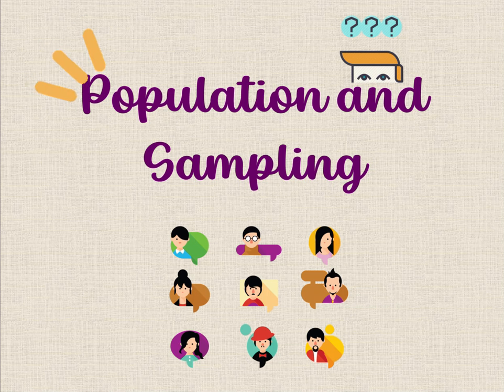A wonderful day, everyone. Previously, we discussed research designs, wherein we focused on the different quantitative research designs. Moving on to our next lesson, and still under the design and planning phase, we're going to discuss population and sampling. Sampling is part of our everyday life.